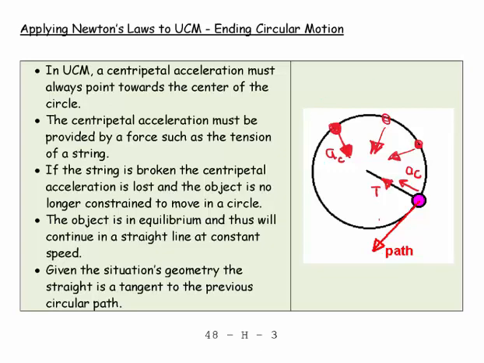If this is a vertical circle, that tension would also be, in some cases, supporting the weight of the object, the pull of gravity on it. And so the tension can do a whole bunch of things. Some people refer to a centripetal force, but I don't like a centripetal force.